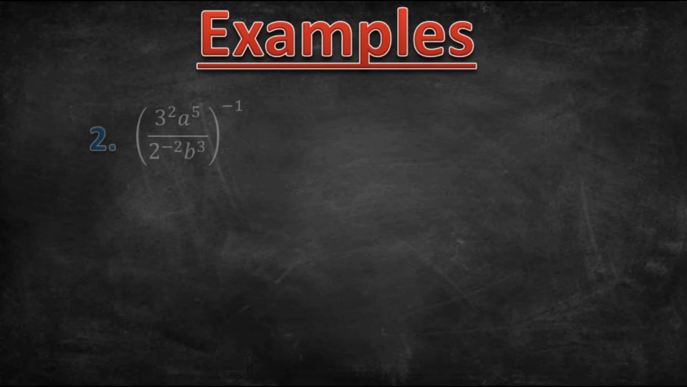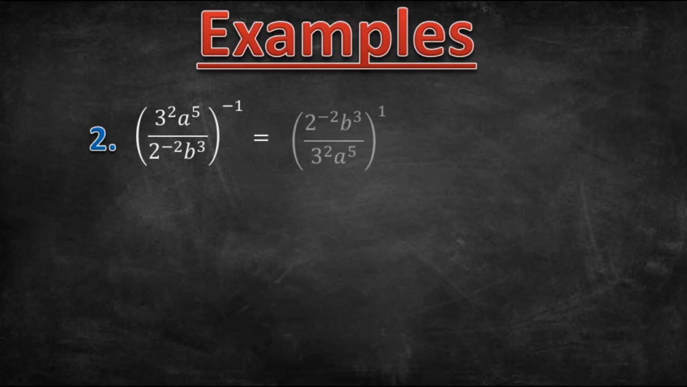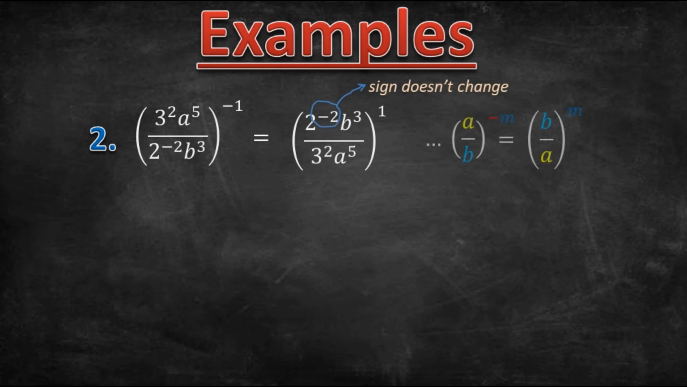Here we have an algebraic fraction raised to the power of -1. Applying law 7, we can invert the fraction and the power becomes positive. Note that when 2 to the -2 goes into the numerator, the sign doesn't change when we apply law 7.